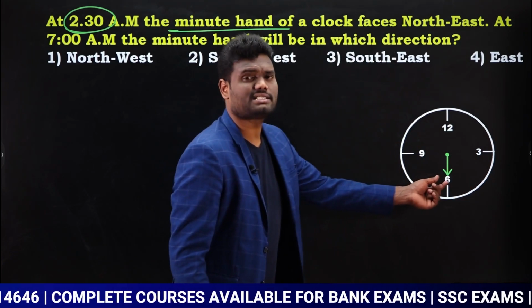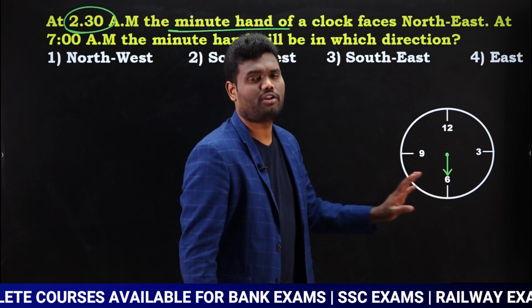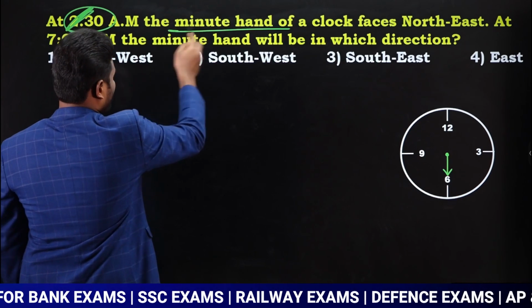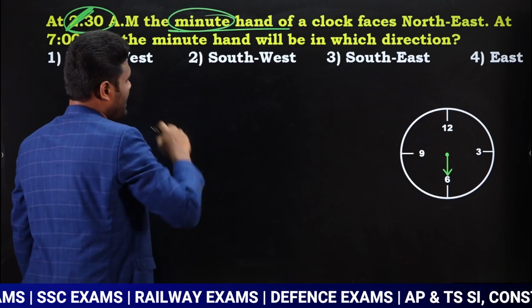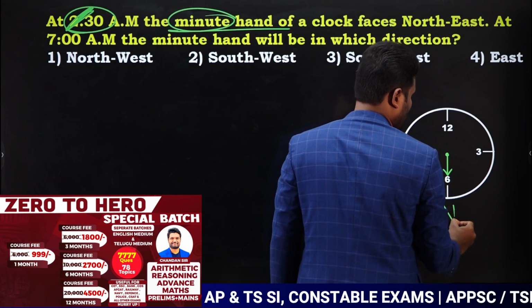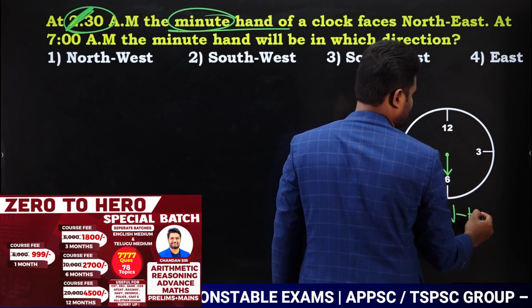Yes or no? This is 30 minutes. So the minute hand is going to face towards 6. But about the hour hand, I don't need the hour hand. Why? Here the question is about the minute hand. Which direction is the minute hand facing? Northeast direction. Yes or no? So this is northeast. Okay.